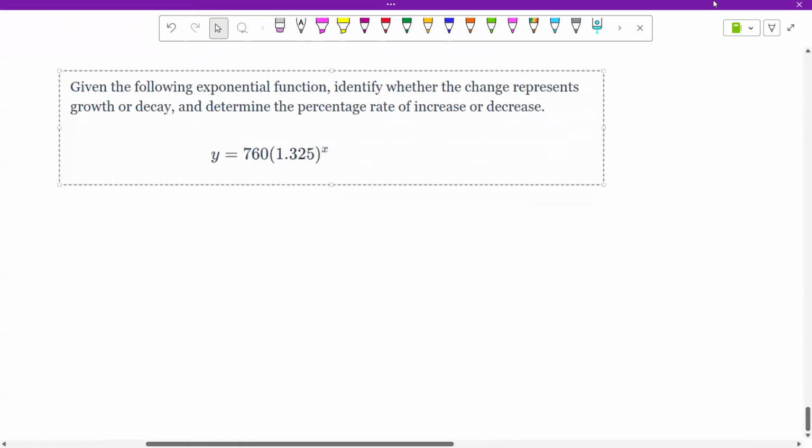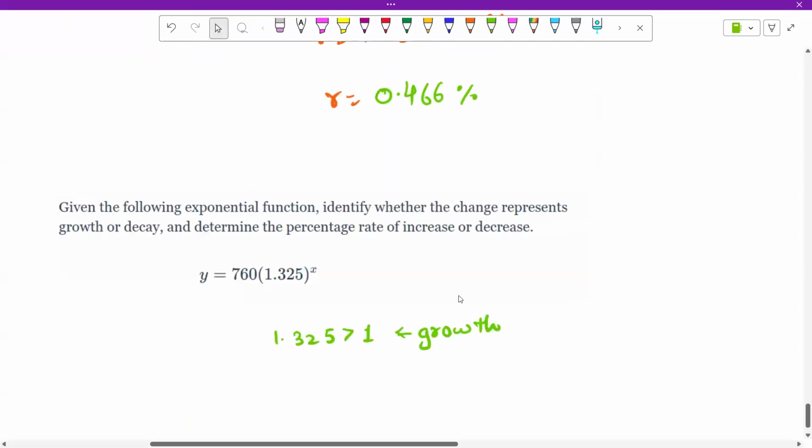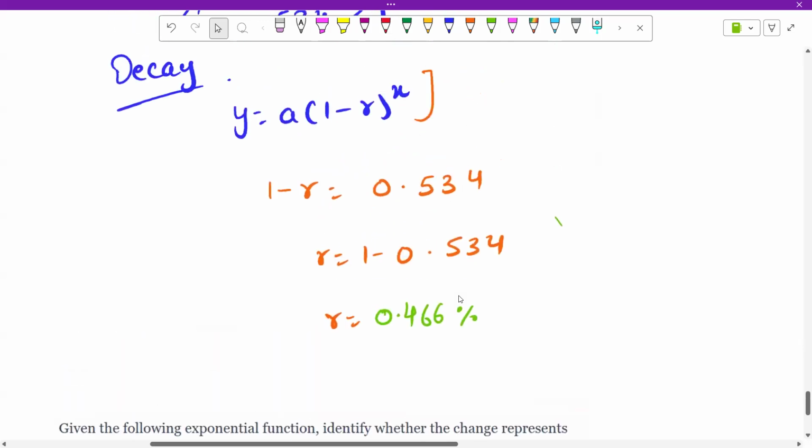So over here, as we can see, 1.325 is more than 1. That means what's happening over here is a growth. And similarly, the percentage would just be 3.25.